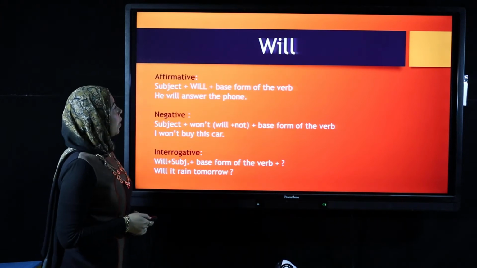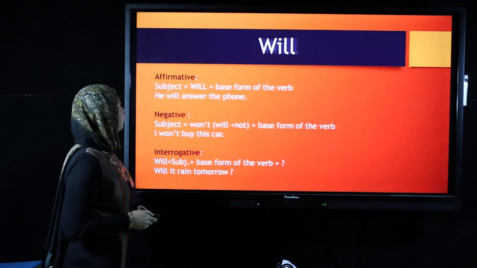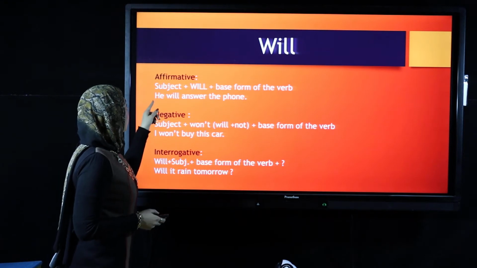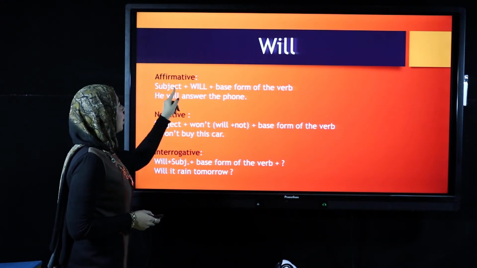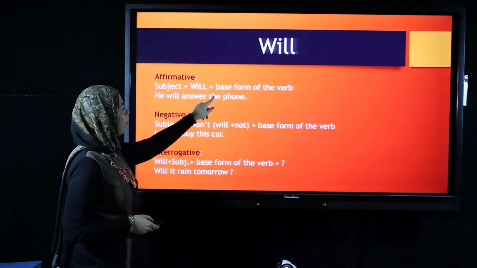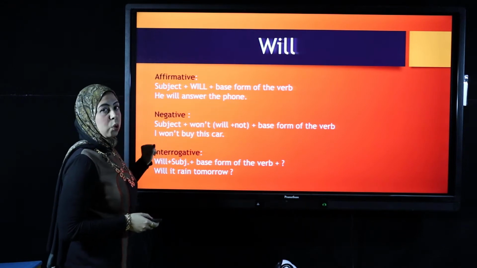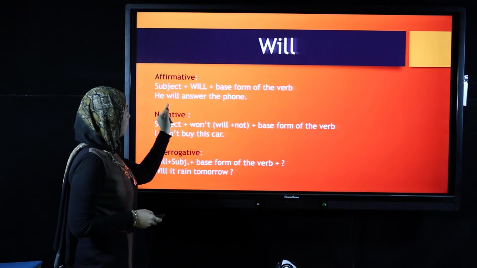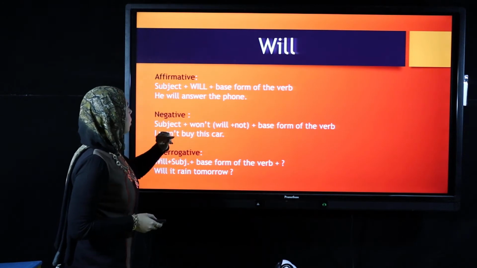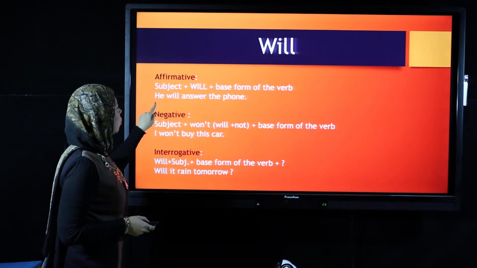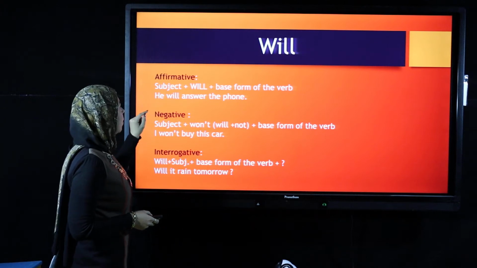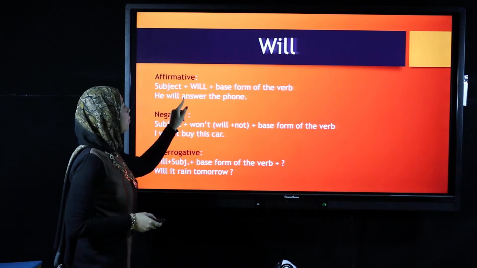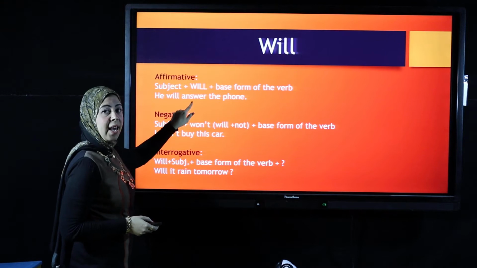Now, let's look at how to form will. First, we have the subject, then we have will, then we have the base form of the verb. Like when we say, he will answer the phone. So what is the subject? Here we have he as a subject. Then we have will, then we have the base form of the verb, which is answer.